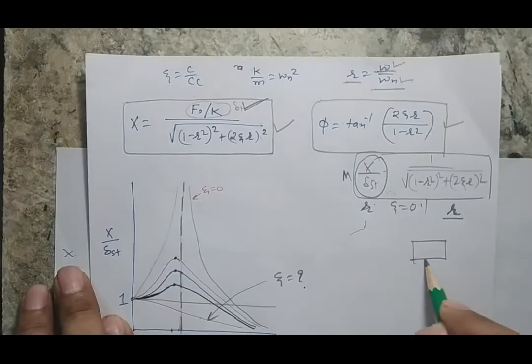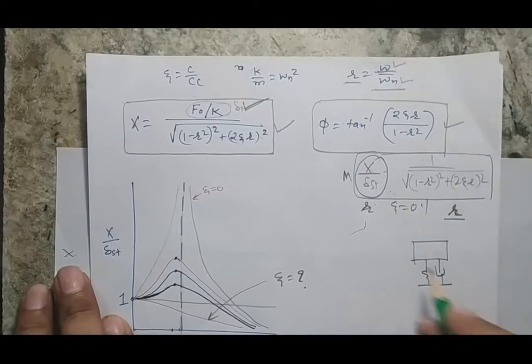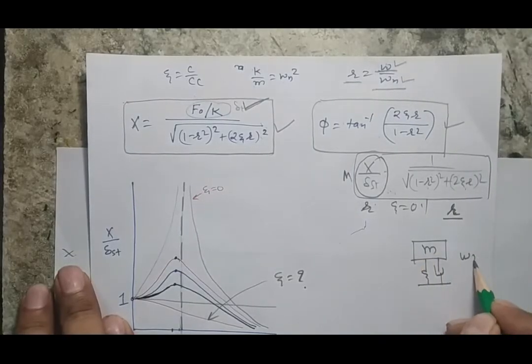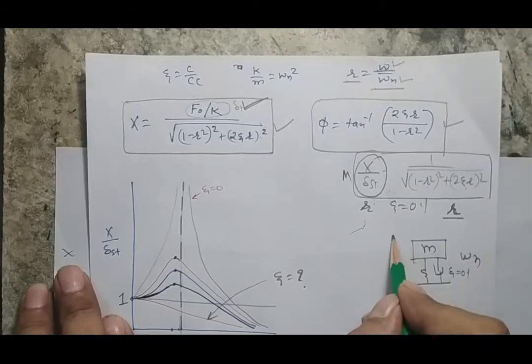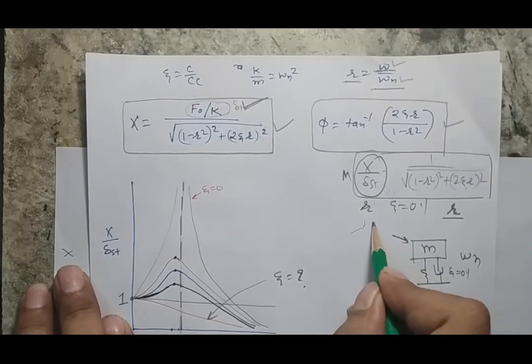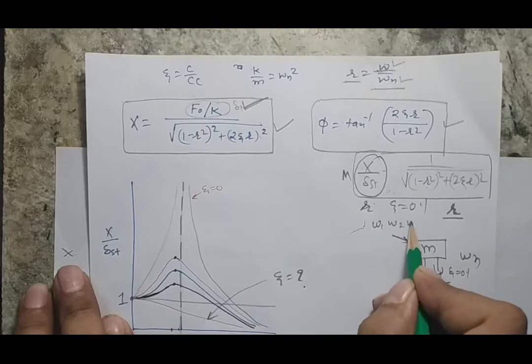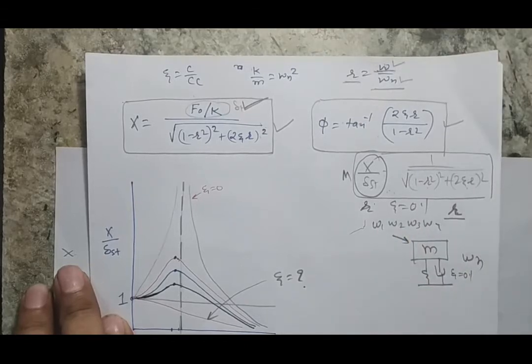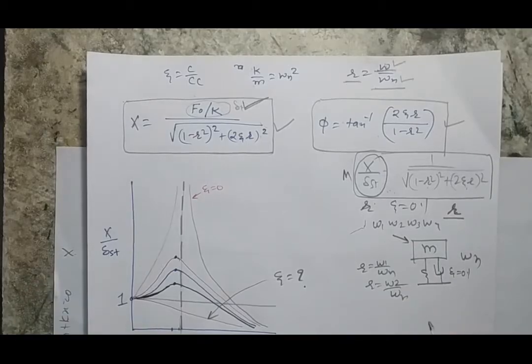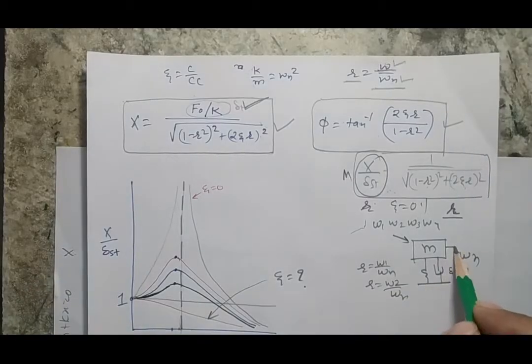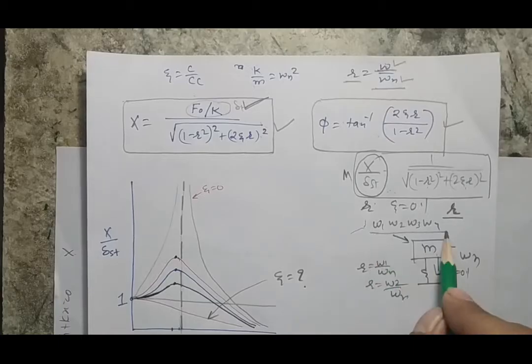This is my system, where I have a spring and damper, and this is my mass. My natural frequency is fixed now. I assume that zeta is 0.1 for this damper, and now I am giving different excitation frequencies, omega 1, omega 2, omega 3, omega 4. Every time my r value will change: r will be omega 1 by omega natural, then omega 2 by omega natural. In this way I will see the response of my system for different values of excitation frequency.